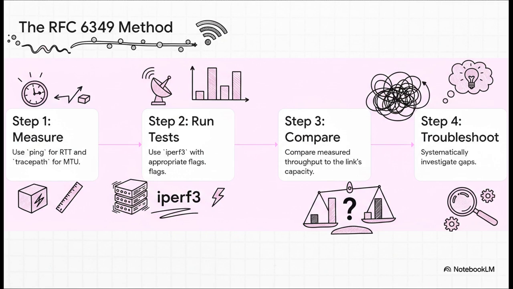First, you measure the basics of the path. You use a tool like ping to find out the round trip time, or RTT, which is just the delay for a signal to go from you to the server and back again. Once you know the path, second, you run your iPerf3 tests. Third, you compare the number you got with what you think the link should be doing. And finally, if there's a gap, you start hunting for the problem.